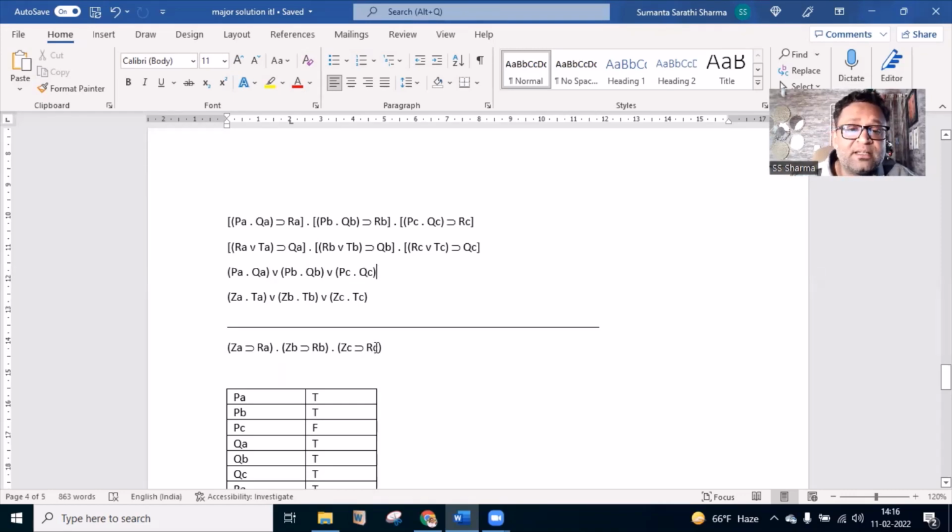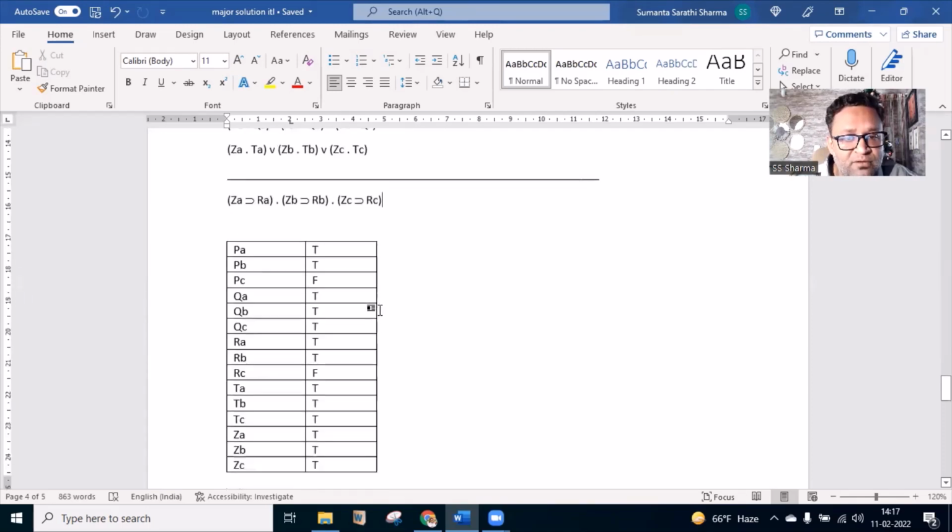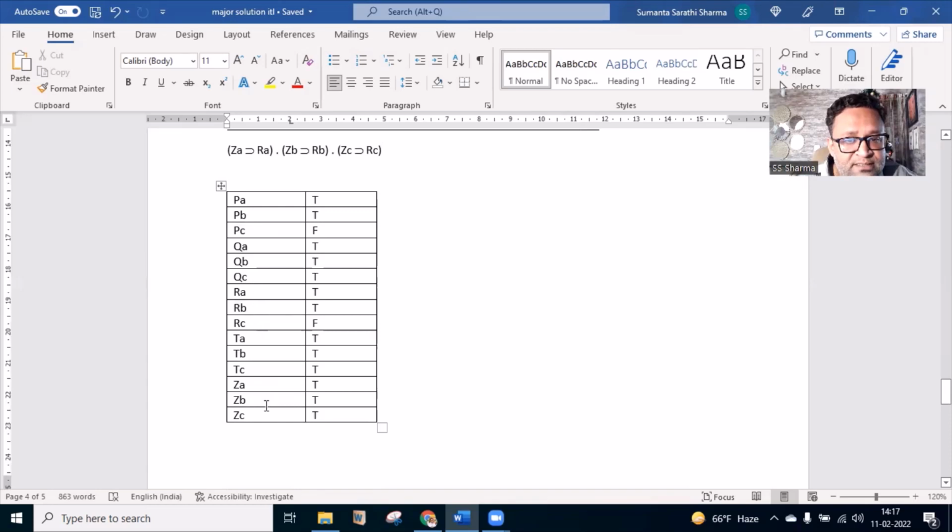Now, the trick is that you should keep the true statements more with you, because you have to go on to make the premises true first. So what we are doing in the conclusion is taking this part, ZC implies RC, and we will make it false. The rest of these statements we can make true. It will help us in the above propositions. So when we are trying to make ZC implies RC false, we know that ZC has to be true and RC has to be false. So we have put ZC as true, and as you can see, RC is false.